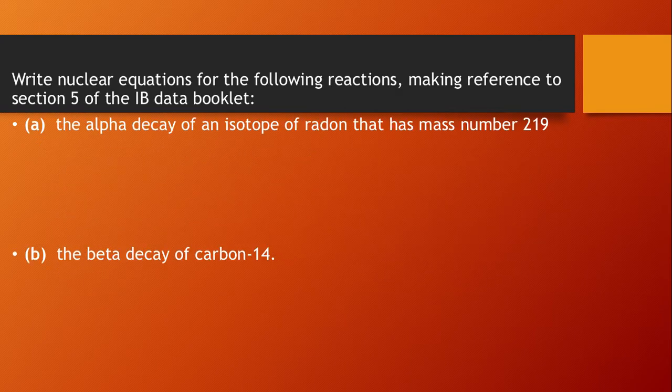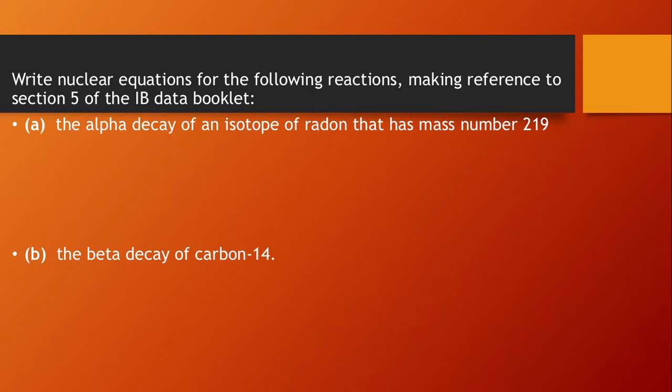So why don't we try some examples where we have to write the nuclear equations for the following reactions, making reference to section 5 of the IB data booklet. So let's do the alpha decay of an isotope of radon that has a mass number of 219. If we know the mass, we now need to know the atomic number. You can go to your periodic table and find that the atomic number of radon is 86. That means you would start with an atom of radon, 219 on top, 86 on the bottom, and Rn for radon.